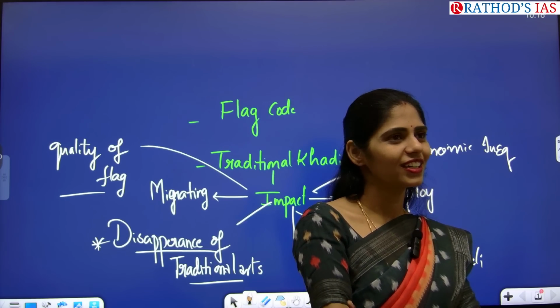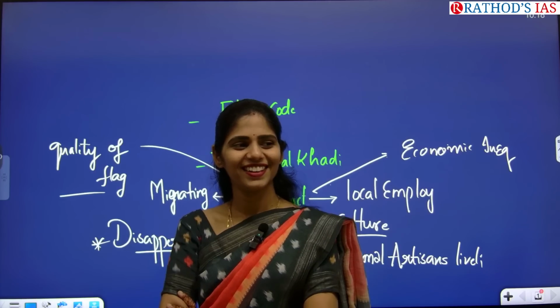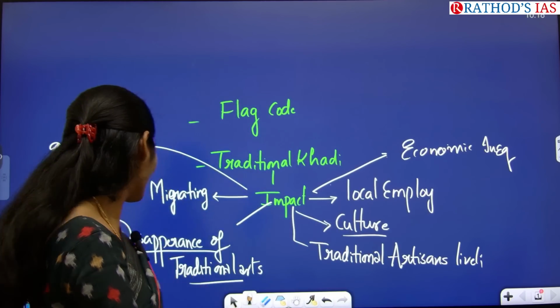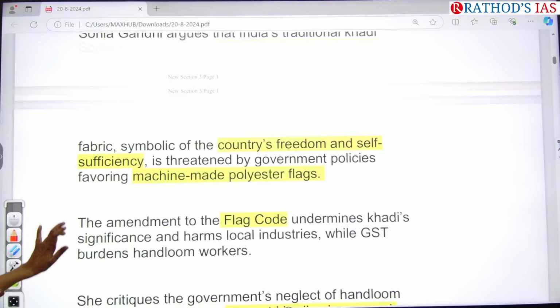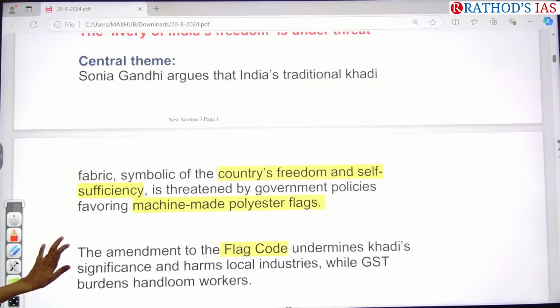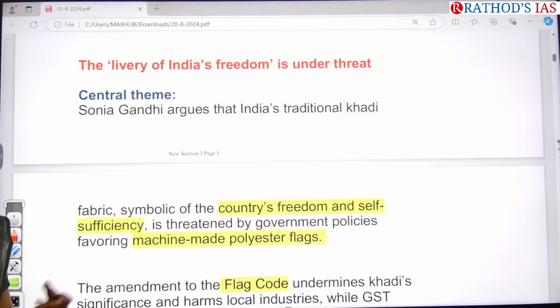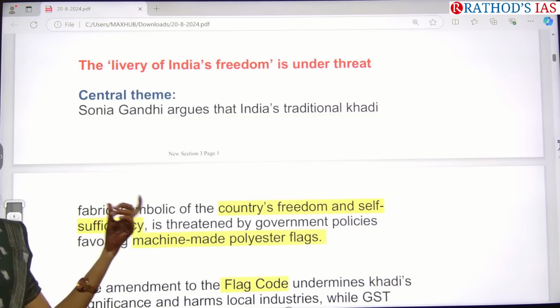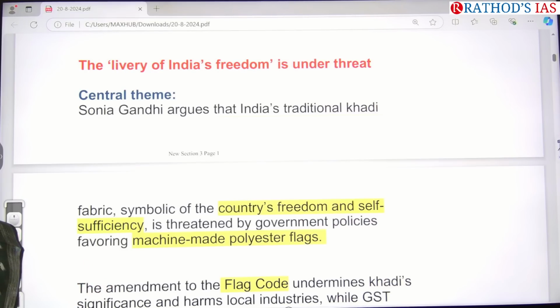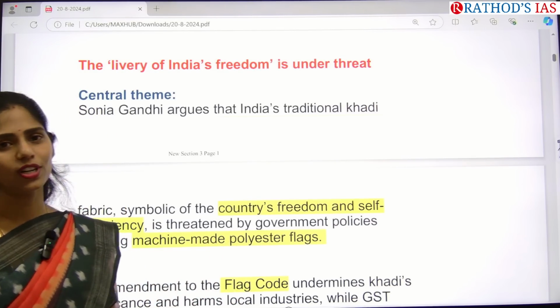Okay, it is not a sudden change, it is a gradual change. So let us see what this article is saying. Khadi is one of the symbols of our country's freedom as well as self-sufficiency. But this traditional khadi is now threatened by policies.